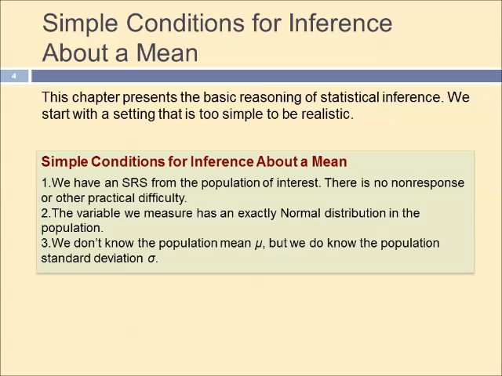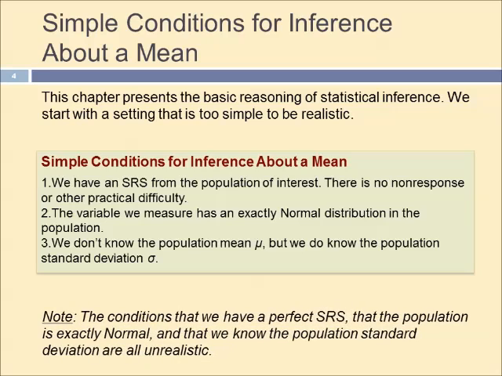And we don't know the population mean. That's what we want to know about. But suppose that we do know the population standard deviation. Again, unrealistic, but for purpose of illustration, we'll use that. So the conditions that we have, all of these things, are all very unrealistic. We'll correct that later.